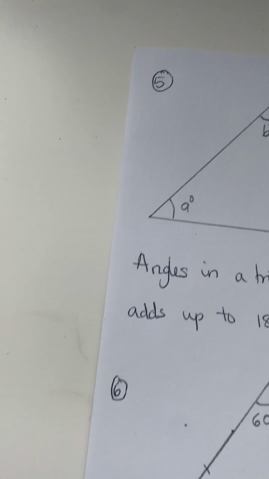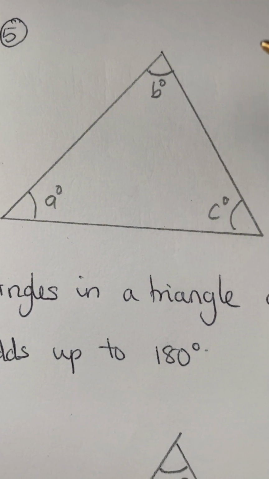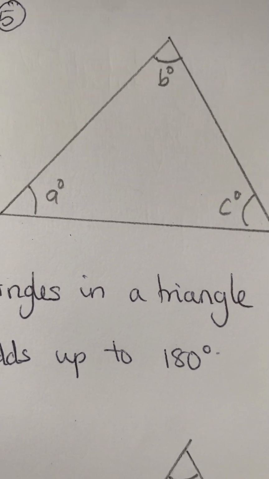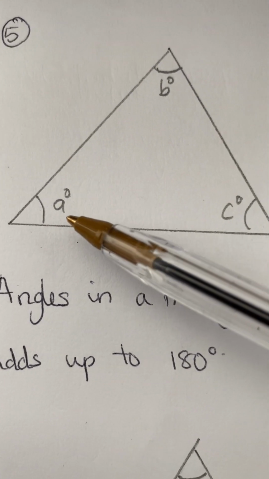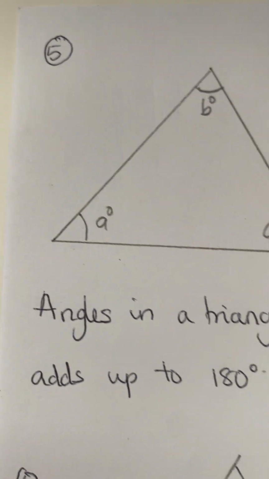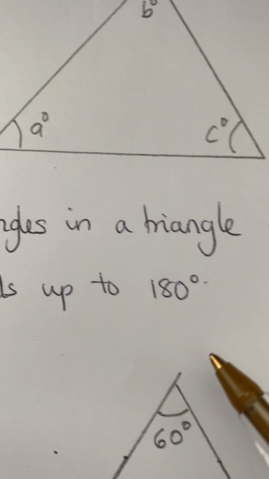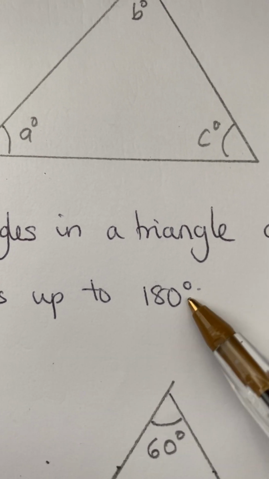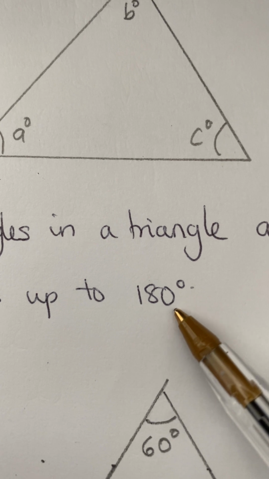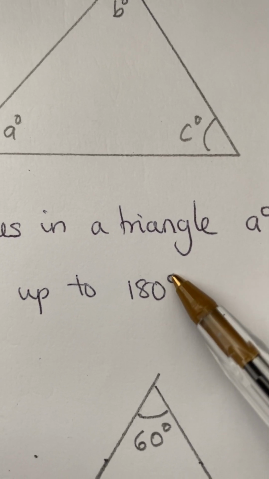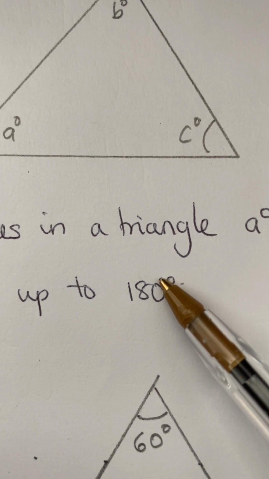Now let's look at the fifth one. Angles in a triangle add up to 180. So angle ABC should add up to 180 degrees, that one. Your answer should always be in degrees. That is the symbol. We did this in mathematical symbols.